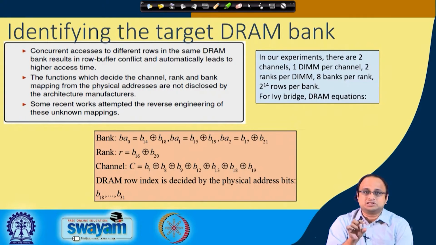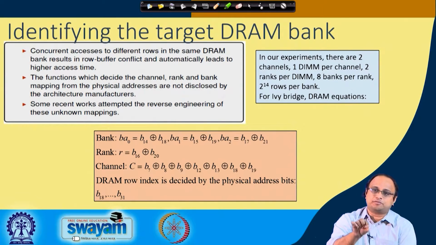So, we again use this timing difference to understand whether we have been able to successfully evict the data from the row buffer, and access data from a different location in the bank, or a different row in the bank. Now, the functions which decide the channel, rank and bank mapping from the physical address are typically not disclosed, but as I said, we use these equations which have been published in some prior research works.